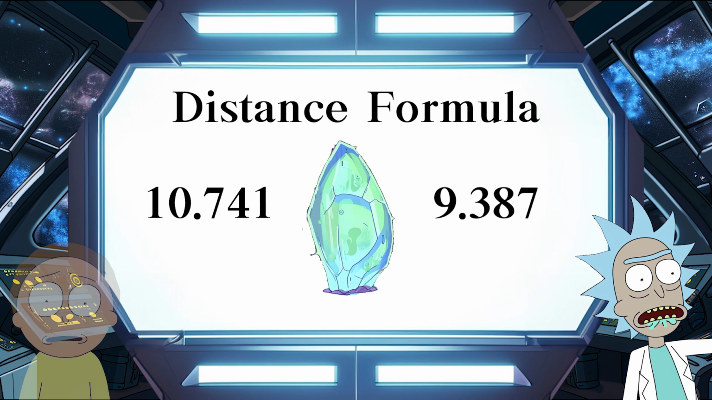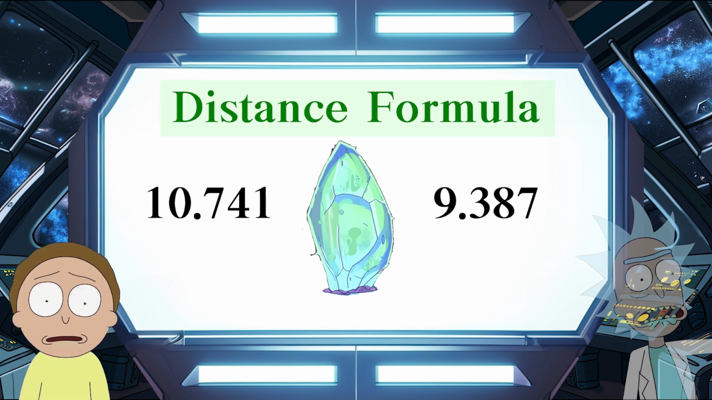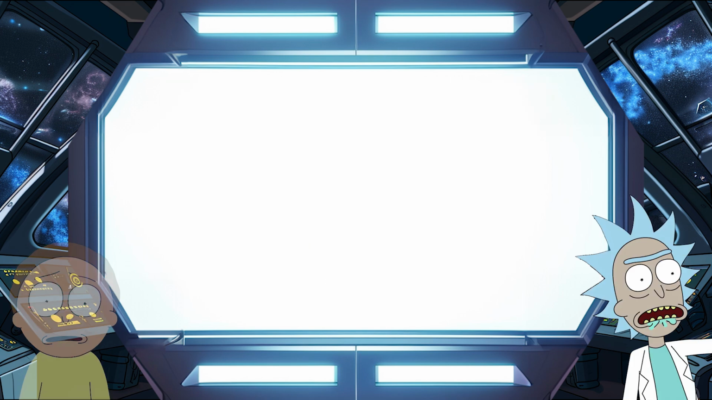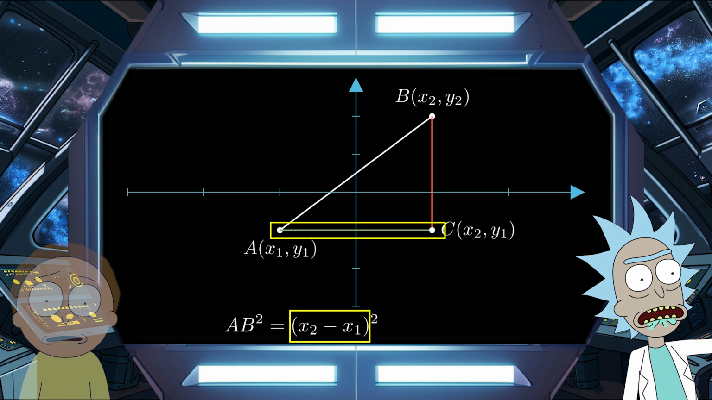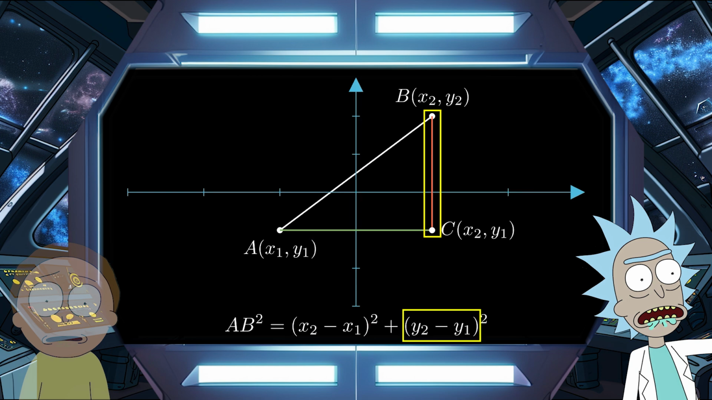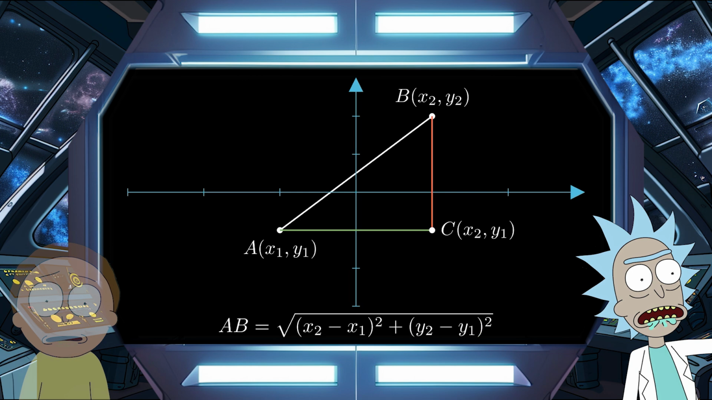Listen, all you need to do is plug the endpoints of your line into this formula to get its distance. What does this have to do with the Pythagorean theorem, Rick? Well, imagine our line segment AB as the hypotenuse of a right triangle. Then we see that the length of this leg of the triangle is the difference between the x values, x2 minus x1, and this leg is the difference between the y values, y2 minus y1. So we can use the Pythagorean theorem to find the length of the hypotenuse, or in this case, the distance between points A and B.